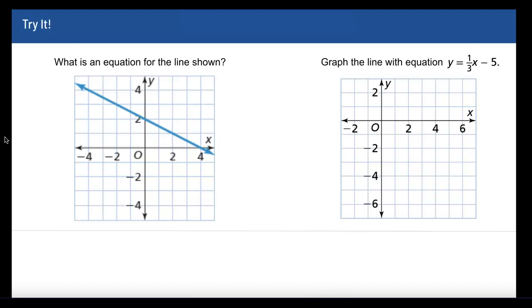Here are a couple problems for you to try. What is an equation for the line shown? Remember to identify the slope and the y-intercept, and graph the line with the equation of y equals 1/3 x minus 5. What is the slope and what is the y-intercept? Try these just like examples 1 and 2.